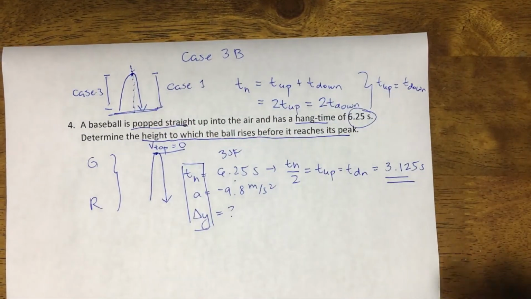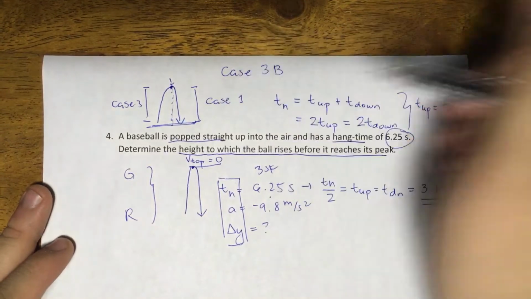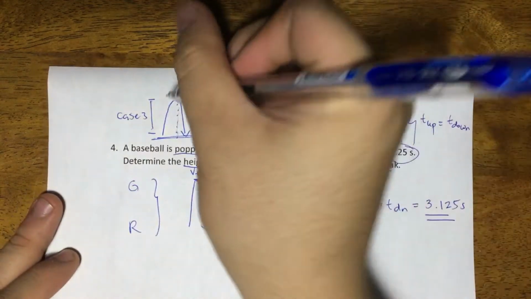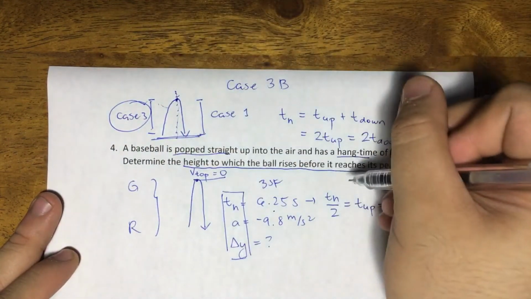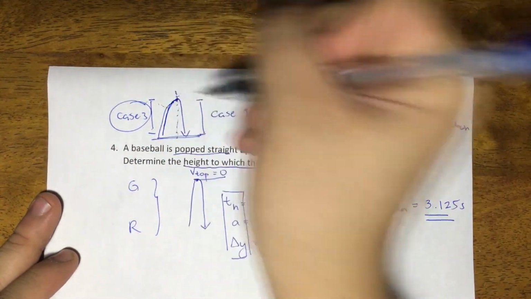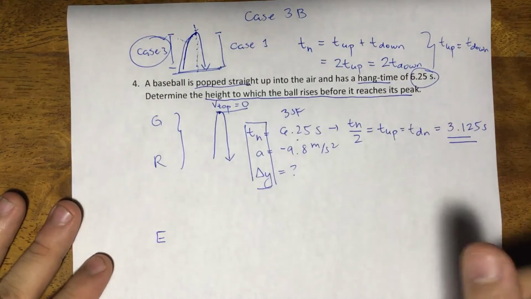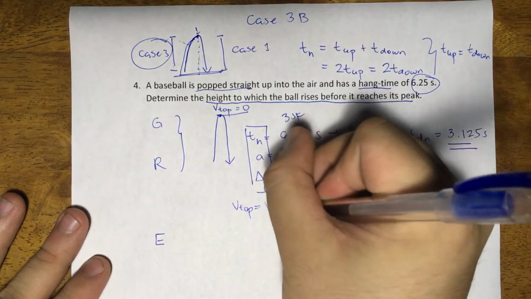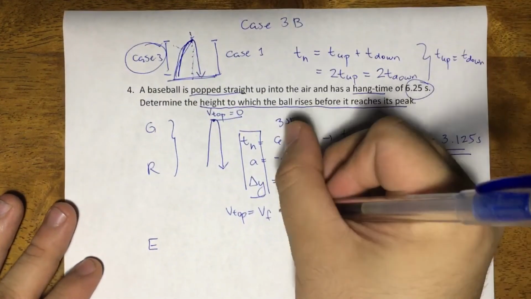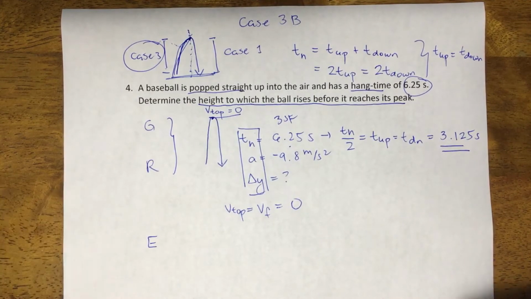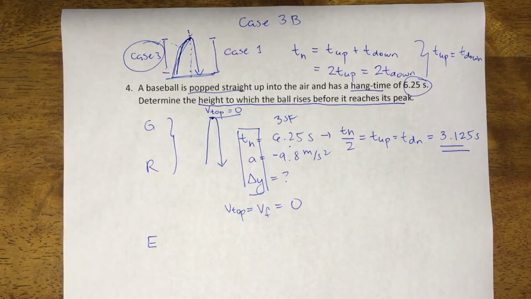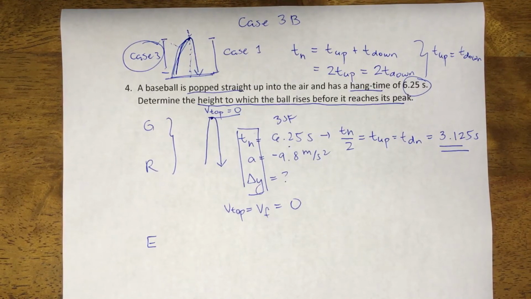What equation can we then use? Well, first we'll have to pick which case we'd like to analyze. Okay? So determine the height at which the ball rises. Let's use case 3. Why case 3? Because it's about determining the height before reaching the peak. Okay? So if that's the case, then V top would be equal to your V final because that's going to the peak. That's your V final. So which equation has all of these attributes? Vf, delta y, a, and time. Which equation would have all of these?